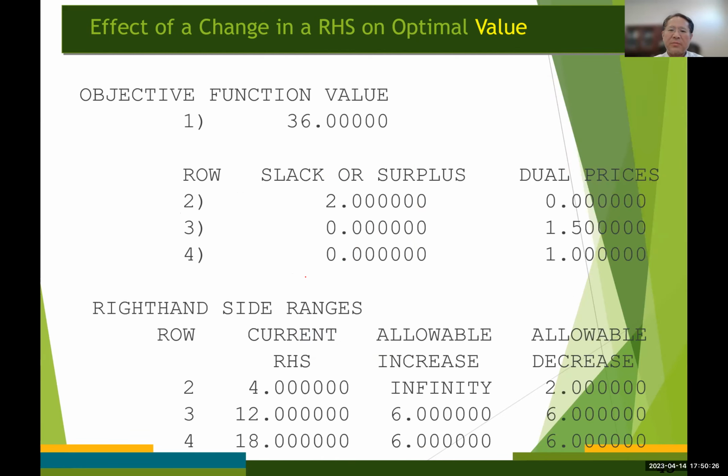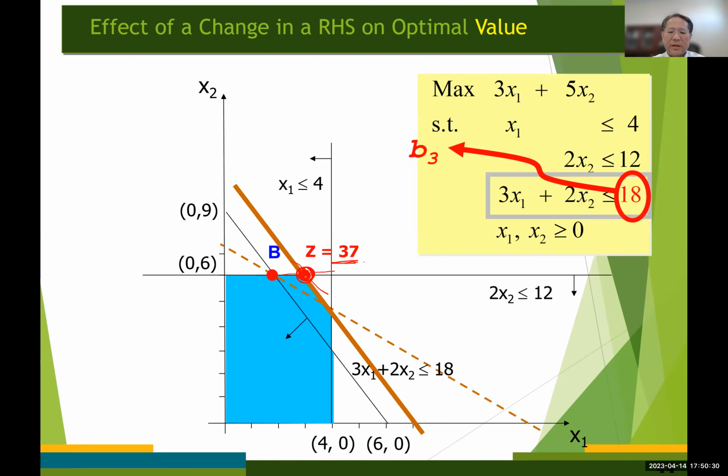Okay, now let's suppose B3 is increased by 6. So if it becomes 24, what's going to happen?